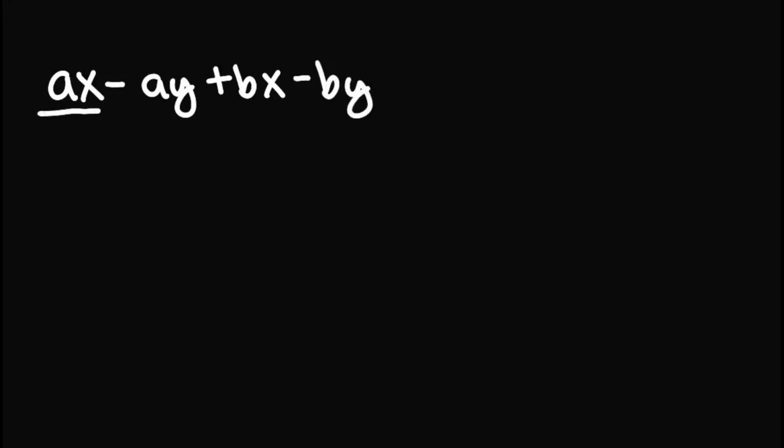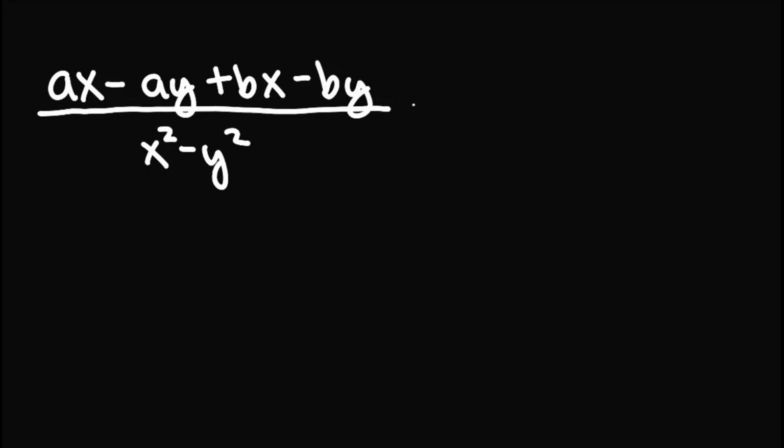Let's go on to our 7th example. Let's have ax minus ay plus bx minus by over x squared minus y squared. Now for this one, we'll now try to apply the factoring by grouping method.